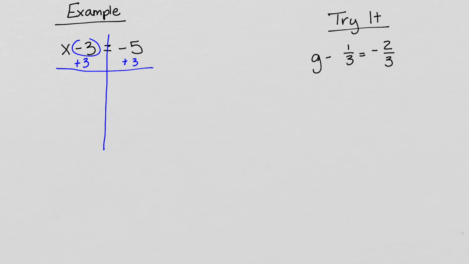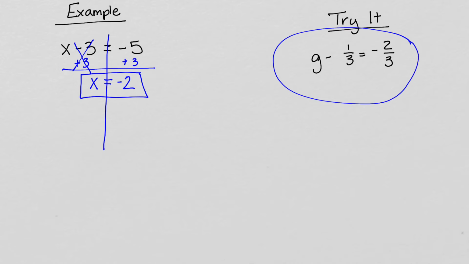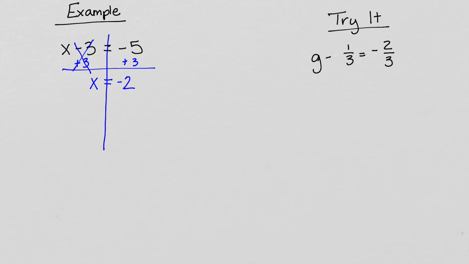But negative 3 plus 3 is going to be 0, so these cancel, and I have an x on the left side equals, and I have a negative 5 plus 3 on the right side, which is negative 2. Okay, so x is negative 2. Now I want you to give it a try over here where it says g minus 1/3 equals negative 2/3. Pause the video, and then once you finish that, push play.